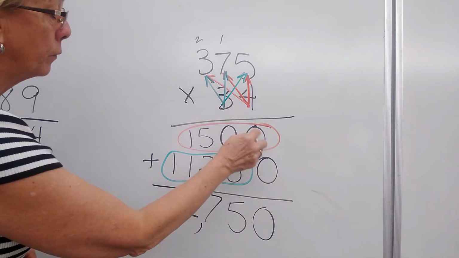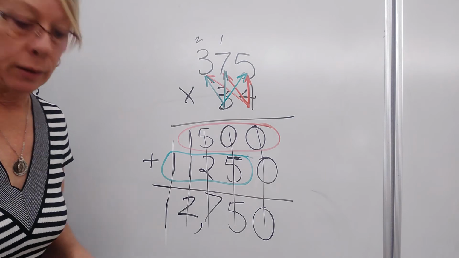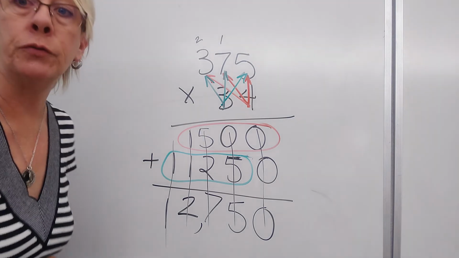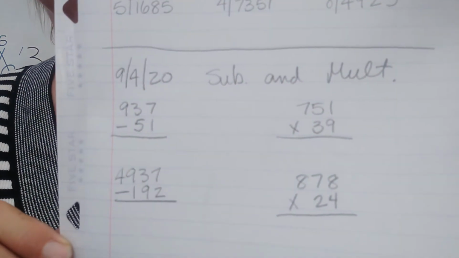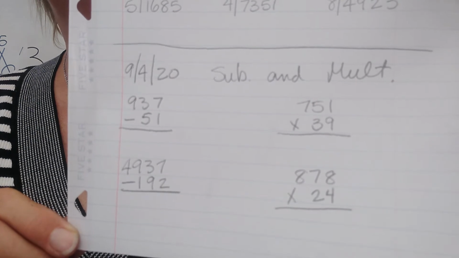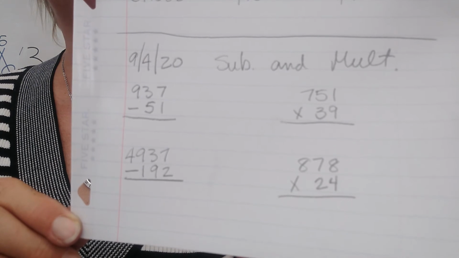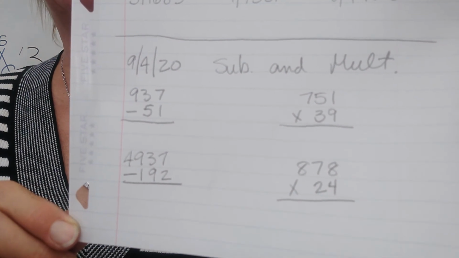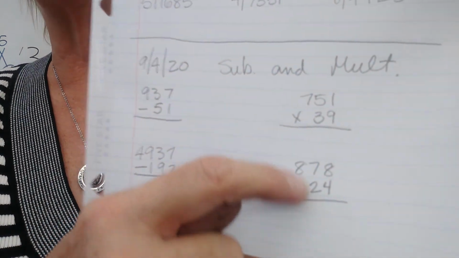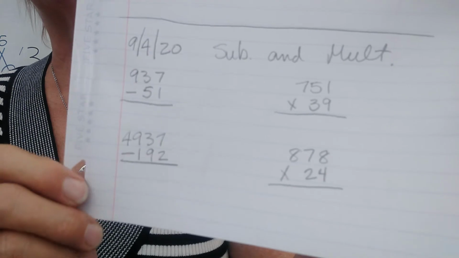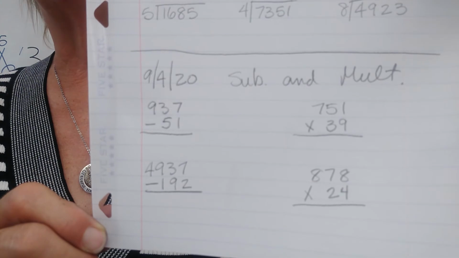Now you're going to add these to these, these to these, these to these, these to these, this to this. All right, I'm going to give you some practice problems to do on your paper. Okay, this is what I want you to write on your paper. Write today's date and put sub and mult, subtraction and multiplication. And write these two problems down and write out the answers. You may have to not get these quite so close together right here because you need room to write underneath. Pause the video if you need time to write it down.